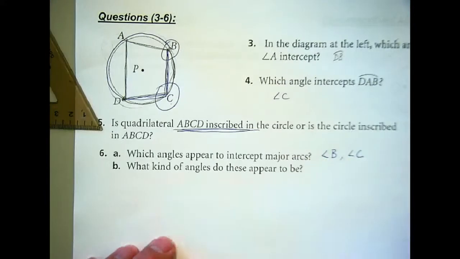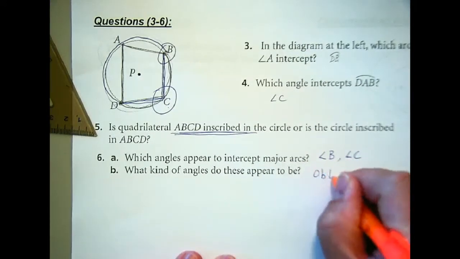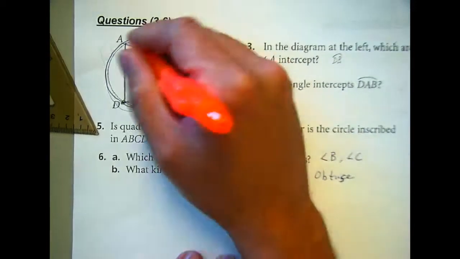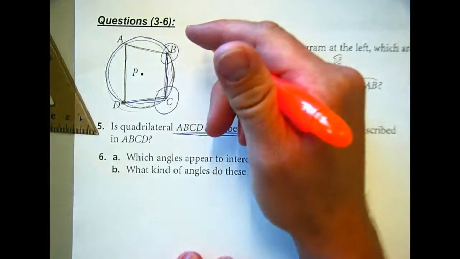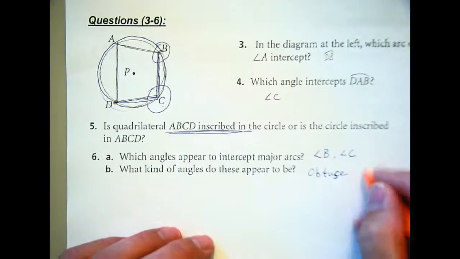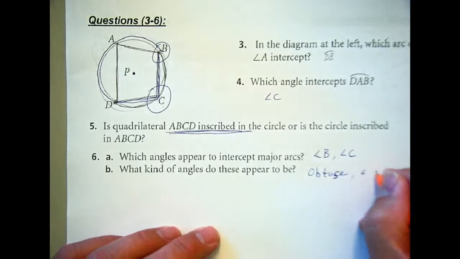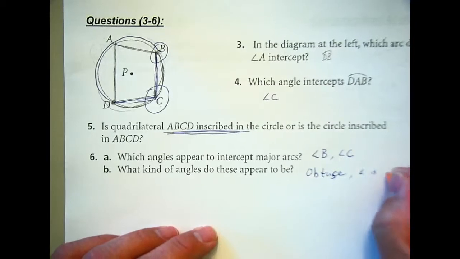What type of angles are they? Andrew? They are obtuse. Good. Obtuse angles will give you arcs that are greater than 180. Okay? Obtuse means that the angle is greater than what? 90. Well, they're greater than 90. Okay? Key piece there.